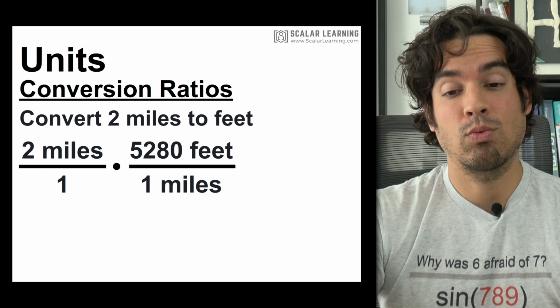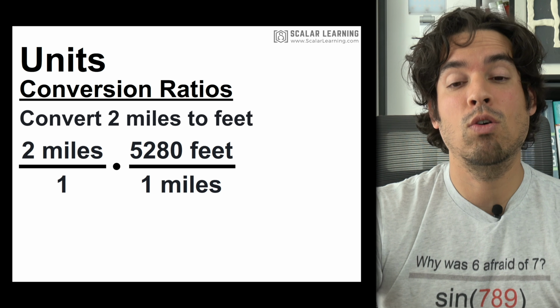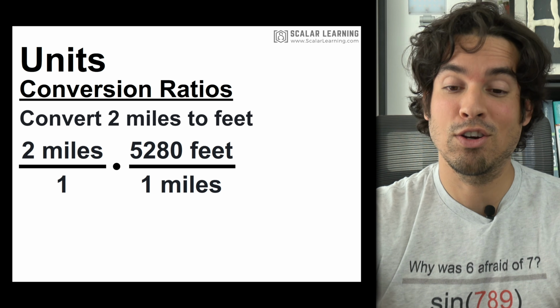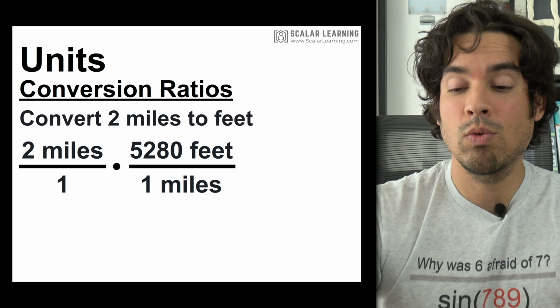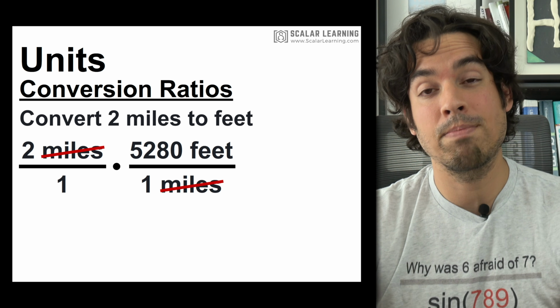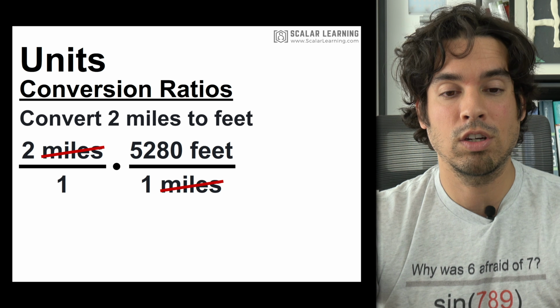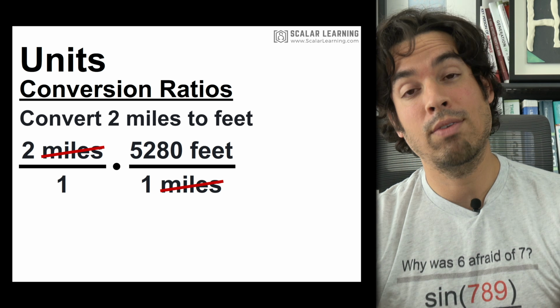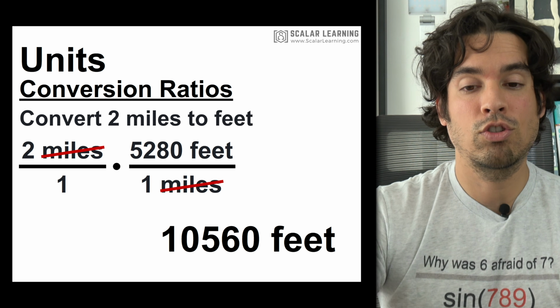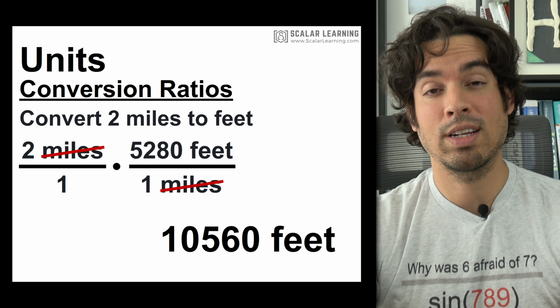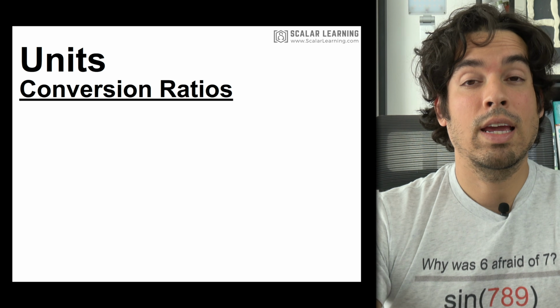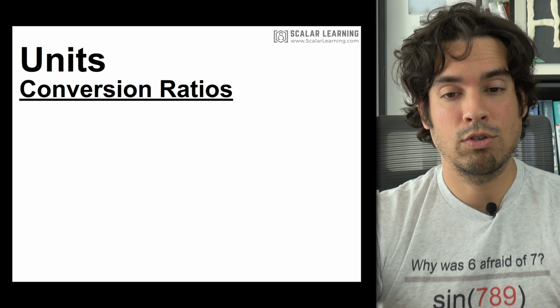For the ratio on the right, I've got 5,280 feet over 1 mile. And yes, I know it is singular, but I just had to keep the units looking the same. So now we are going to cancel out those units because we got miles on the top, miles on the bottom, and we are good to go. And then once we have that, we see we're left with feet. Simply multiply across. 2 times 5,280 is 10,560 feet.